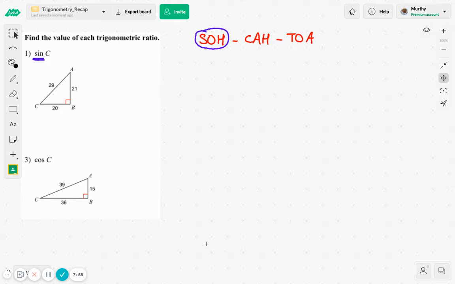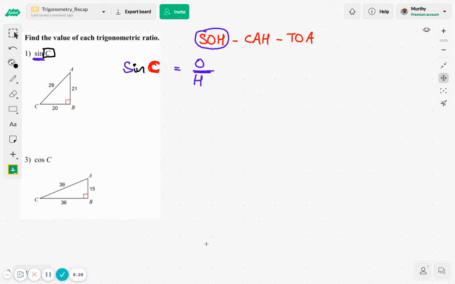So let me write S, leave sufficient space, then O, and the denominator is H. So SOH, right? Then please do write in full, that is sine, and please pay attention to whatever letter is given, that really plays an important role. So please do write the letter also. Don't be lazy and don't skip this one.